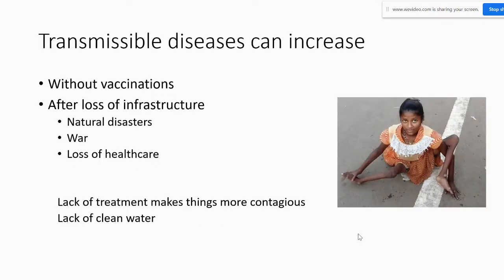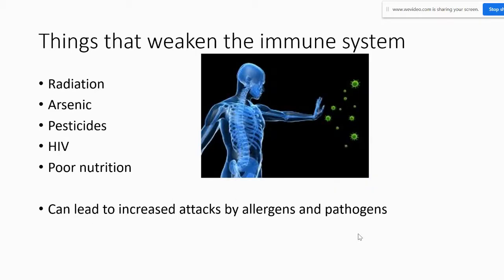Transmissible diseases can increase without vaccinations as well as after loss of infrastructure, including natural disasters, war, and loss of healthcare. Lack of treatment can actually make things more contagious. Lack of clean water can make things more contagious. And as we're seeing in current events right now, lack of sufficient testing can also make things more contagious. Another thing is there are things that can just weaken the immune system on their own, including radiation, arsenic, pesticides, HIV, and poor nutrition. These can all lead to increased attacks by allergens and pathogens.